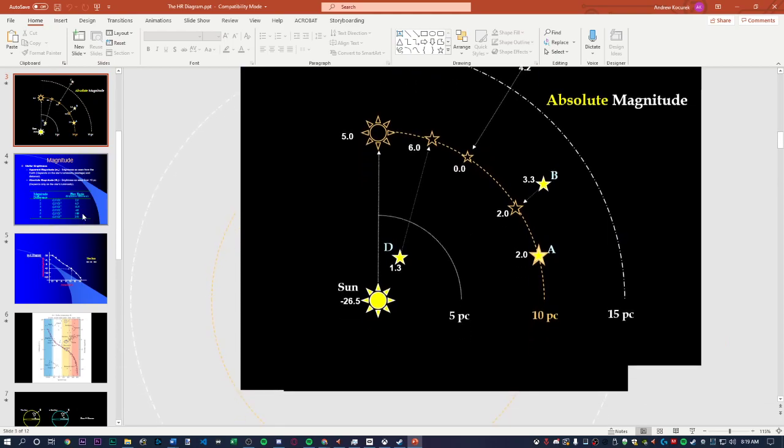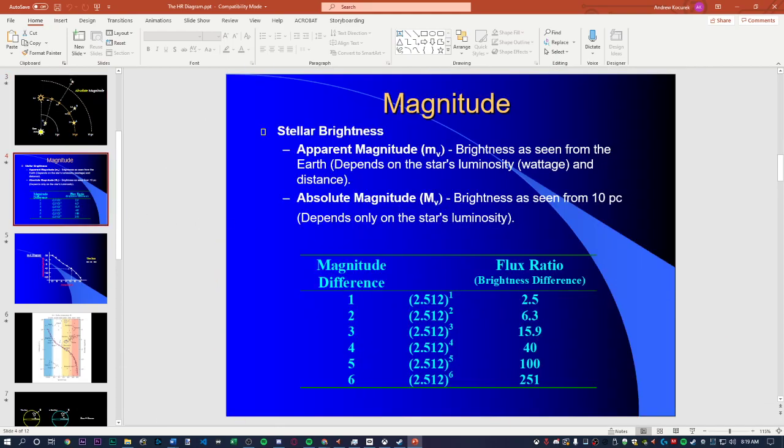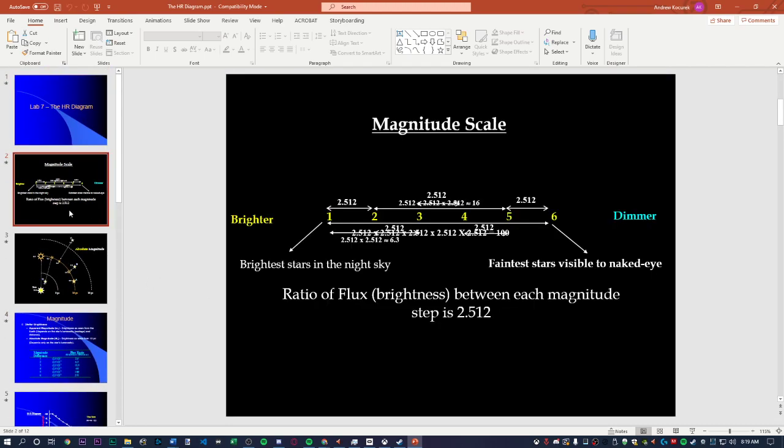Ooh, I skipped a lot of these things. So here we have stellar brightness. This may be something that you may want to pause, but this is a table showing you the ratio of the difference in magnitudes. Now, the differences in magnitudes are here. It does not matter what magnitude it is, just the difference in magnitudes.